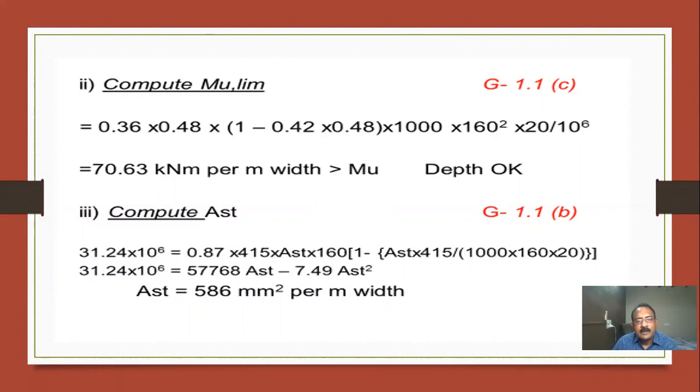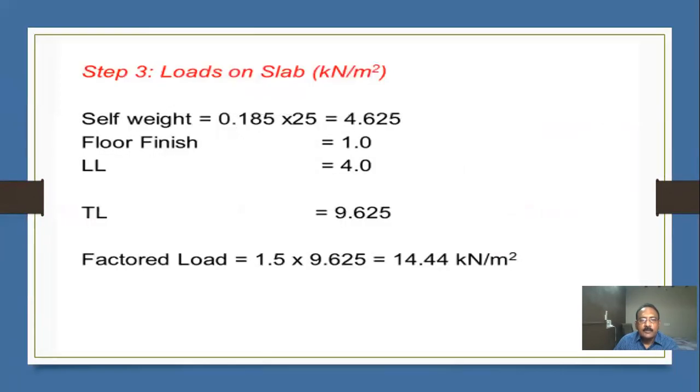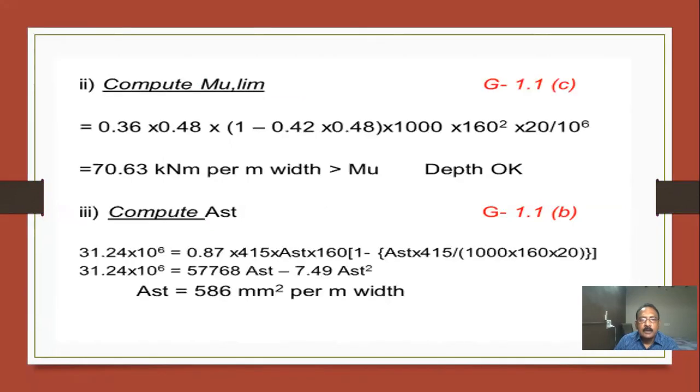So this is lever arm into force: 0.36 fck b Xu into lever arm Z, d minus 0.42 Xu. This way you will get the Mu limit per meter width. Now we have to check the depth. From 0.138 fck b d square, you will get the depth d. You can compare, then the depth is okay.